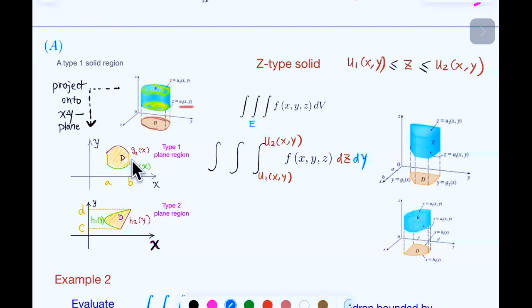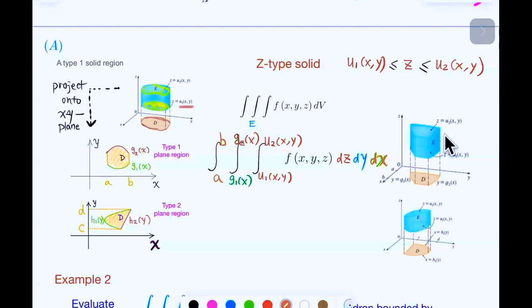Y goes from, okay, and then y goes from what to what? You got it. So it's going to be g1(x) to g2(x). Okay, and then finally integrating with respect to what? The x. Okay. The x over here goes from what to what? Yes, you got it. So I'm not going to change color. X here goes from a to b. So a to b over here. Okay. So that's how you set this up.